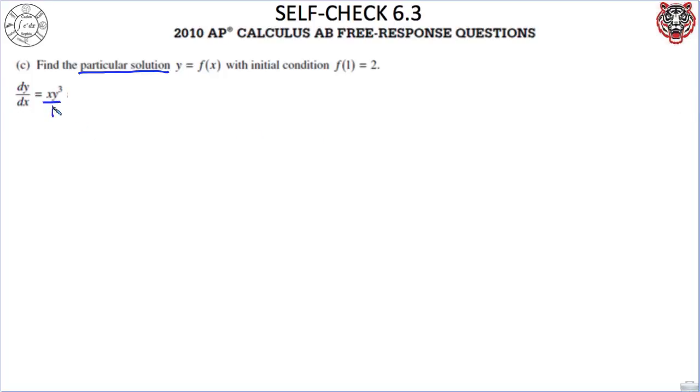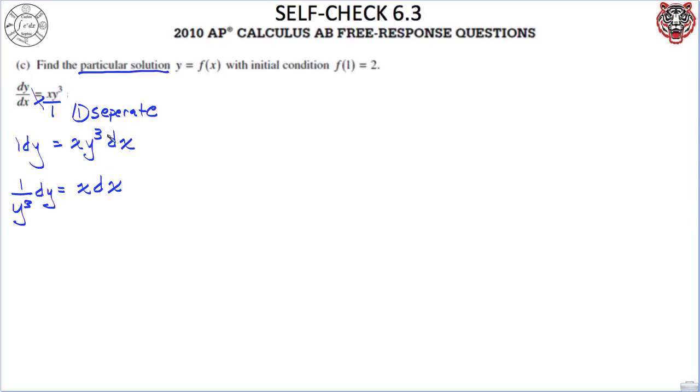So let's go ahead and do this. We need a fraction equal to a fraction, and once we have that, we cross multiply. So I'm going to have a 1 dy, I like to keep the y's on the left, is equal to my y cubed dx. Look, I have a y on the right and a y on the left. I need to make sure that all the y's are on the left. So I divide both sides by y cubed, and I'm left with 1 divided by y cubed dy is equal to x dx. Perfect. That was step 1, to separate. The variables have been separated. If you don't do this, you get 0 points.